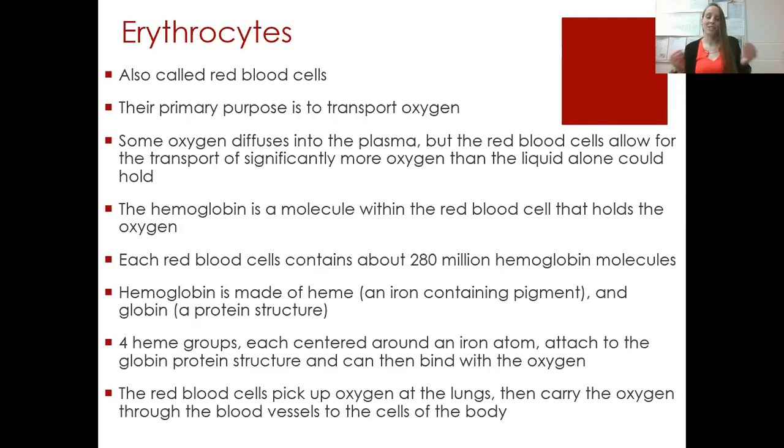So each hemoglobin has 4 hemes. Each red blood cell has 280 million hemoglobins. So whatever 280 million times 4 is, that's how many heme groups each red blood cell has. So that's why it's so good at carrying oxygen around. The red blood cells pick up oxygen at the capillaries of the lungs and then carry that through your blood vessels to the cells all over your body.